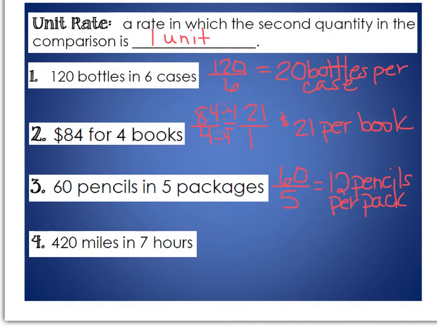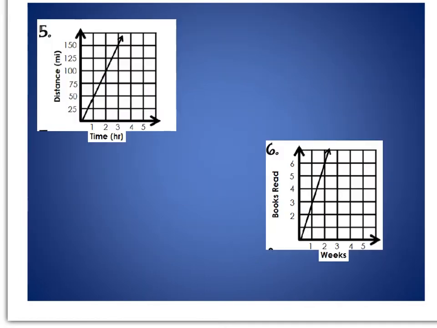Here, 420 miles in 7 hours. I'm going to show you the proportion way again. 420 over 7 equals x over 1. So we would divide by 7 here, divide by 7 here, which then gives us 60 miles per hour. Okay? Alright, we have a couple more sections left.